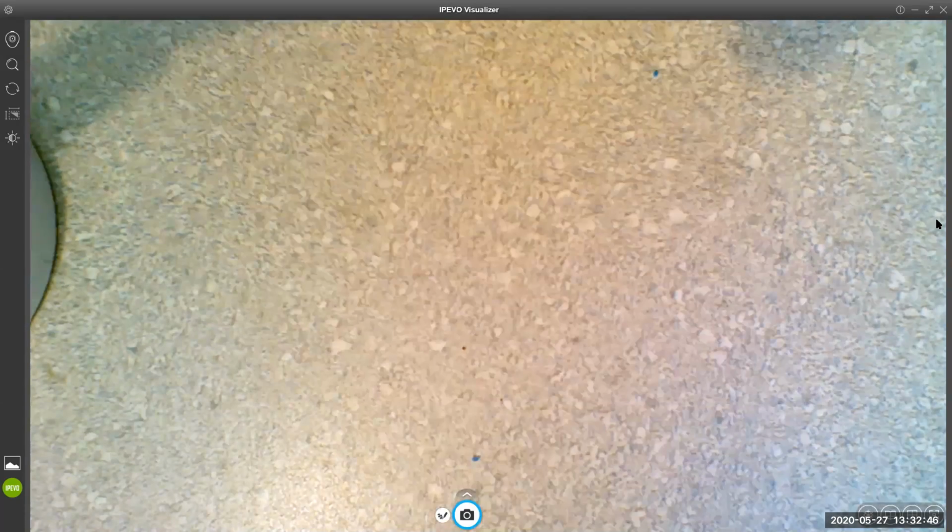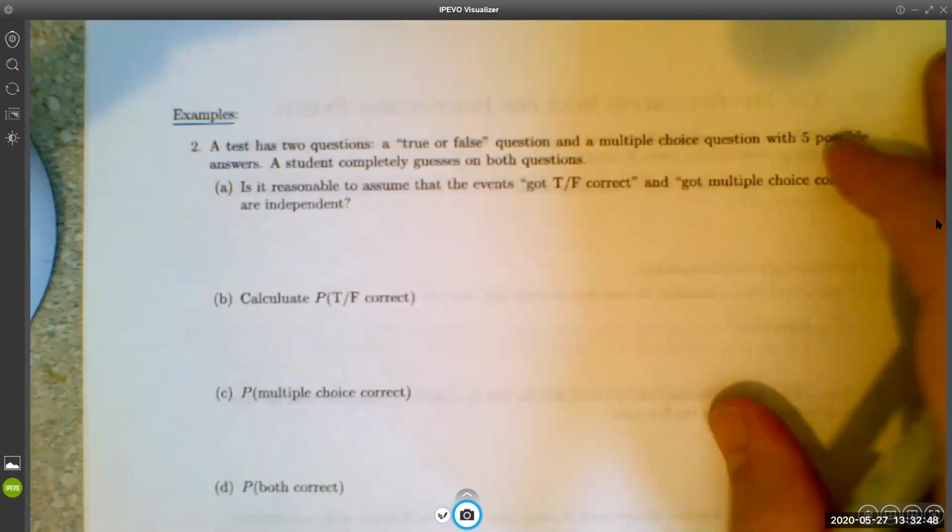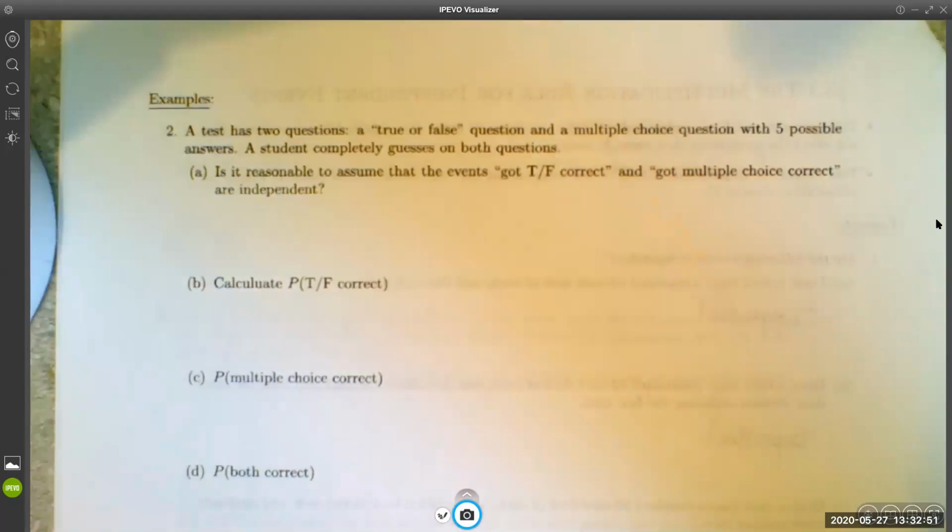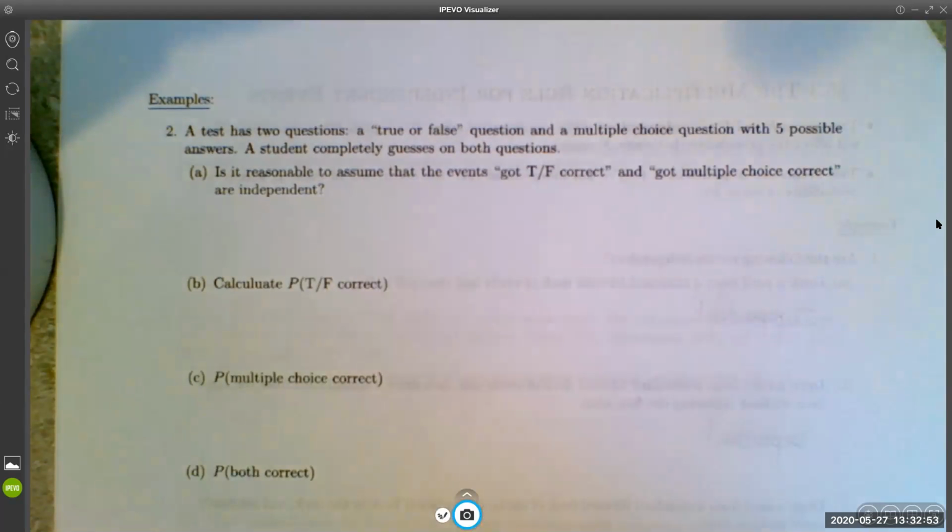So let's look at this rule in action. And just keep in mind as we look at these examples that this rule is only usable if in fact the events you're looking at are independent. If they're not independent, then you have to use the general multiplication rule that we talked about in 5.4.